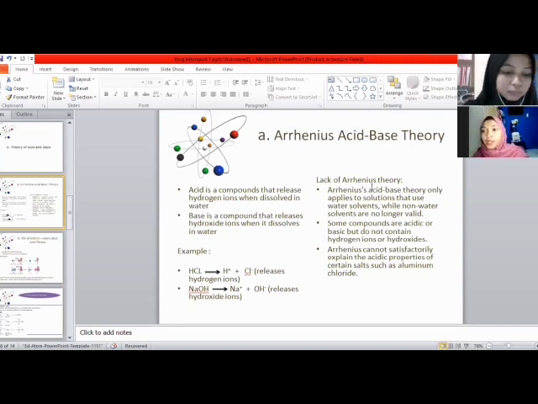Arrhenius acid-base theory only applies to solutions that use water solvents, while for non-water solvents it is no longer valid. Some compounds are acidic or basic but do not contain hydrogen ions or hydroxide. Arrhenius cannot satisfactorily explain the acidic properties of certain salts, such as aluminum chloride.